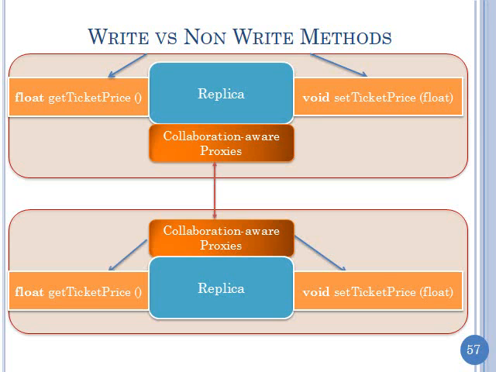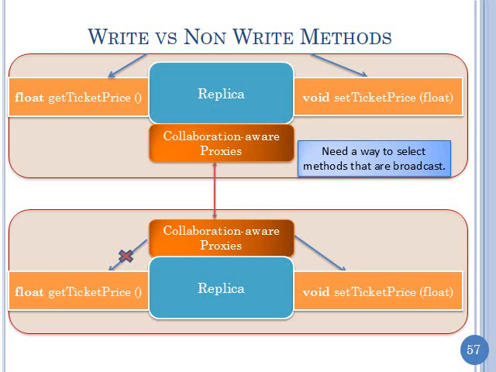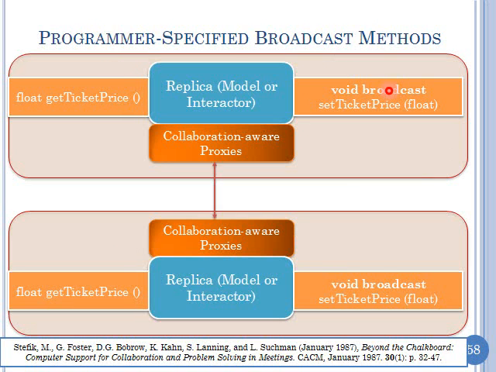Okay, and so we don't want this to happen where the read method is sent across the network. So we need a way to select the methods to be broadcast. And we will just have a broadcast keyword, or an annotation. And like I said, lots of people came up with this idea, and the first ones to come up with this idea would have come up with it in which decade, you think?